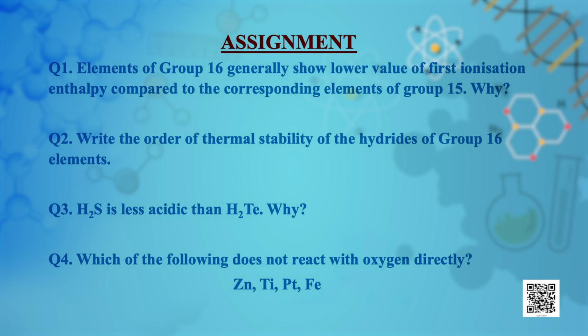Question 1. Elements of group 16 generally show lower value of first ionization enthalpy compared to the corresponding elements of group 15. Why? Question number 2. Write the order of thermal stability of hydrides of group 16 elements. Question number 3. Hydrogen sulfide is less acidic than hydrogen telluride. Why? Question number 4. Which of the following does not react with oxygen directly: zinc, titanium, platinum and iron?